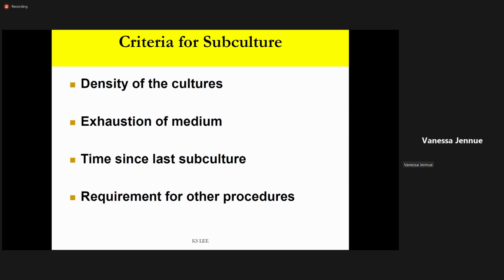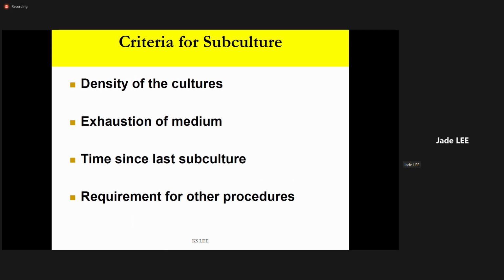Yes, doctor. So day 7, then the following subculture should be on day 14. Then the next one should be 21, then 28, and so forth, right? Yes. So you should know this. This is the character of the cell, right? You should have the data ready with you.